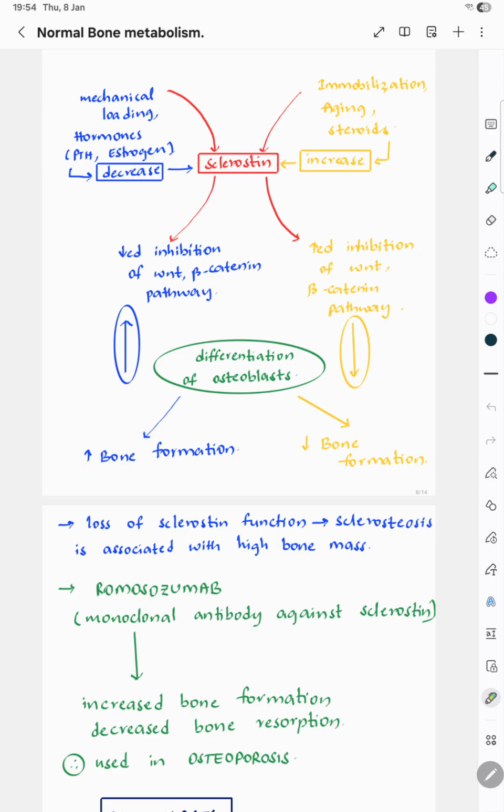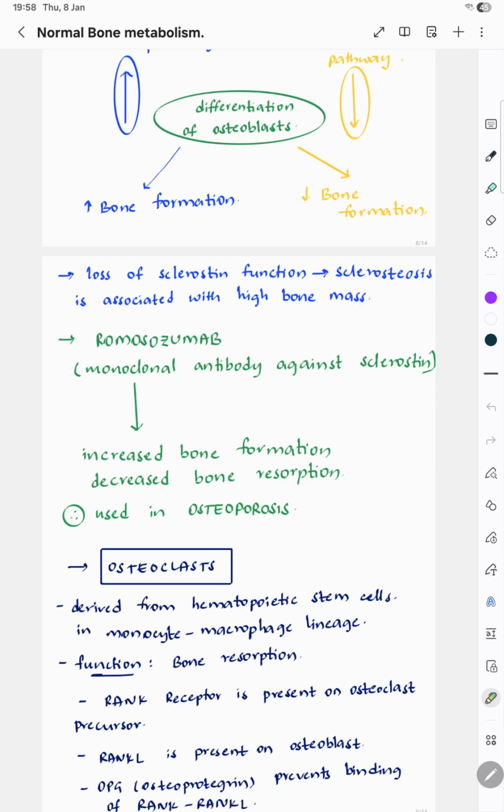And in certain conditions like immobilization, aging, and steroid usage, there will be increased sclerostin. It leads to increased levels of sclerostin, and therefore there will be further increased inhibition of the WNT beta-catenin pathway, which leads to decreased differentiation of osteoprogenitor cells into osteoblasts, and it finally leads to decreased bone formation.